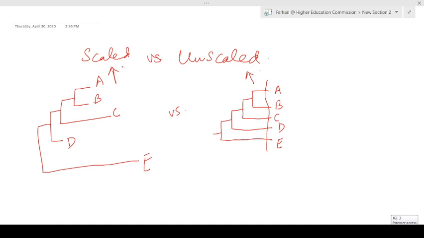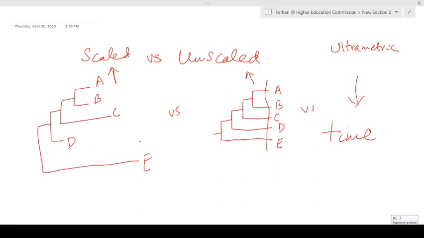So there is a small difference. The unscaled tree has no amino acid change meaning; it just tells you the relationship. One more tree is called the ultrametric tree. In that tree the horizontal branch length is based on time. It has nothing to do with amino acid change. So these are the basic concepts.